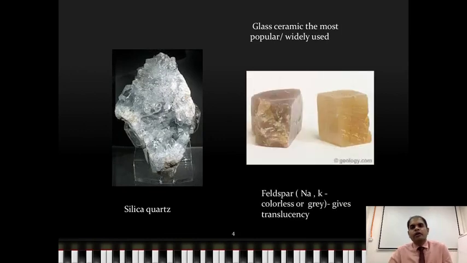Furthermore, among all varieties of ceramics, we know that glass ceramics are the most popular and widely used, even in dentistry. So what is actually glass ceramic? As we have mentioned, it has to be inorganic, so mostly glass ceramic is made of silica and a combination of silica quartz. And if you mix in feldspar, which is composed more of sodium and potassium, it gives a colorless translucence property to the glass ceramic. So it is called glass ceramic.